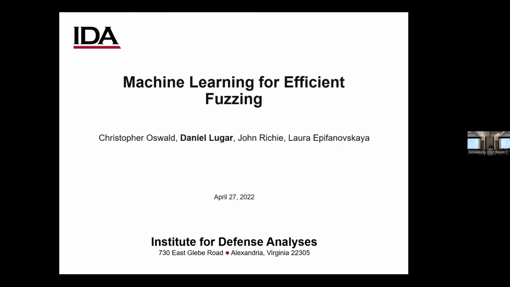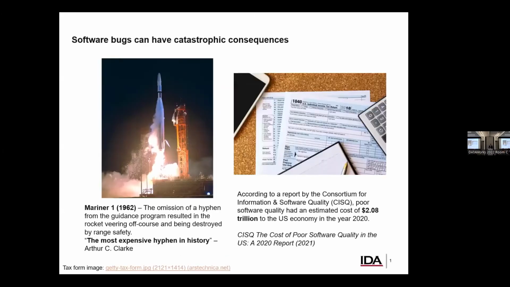So my talk today is about machine learning for efficient fuzzing. When I talk about fuzzing, it's about software testing. So running random inputs, checking the outputs, checking if there are faults in the outputs. If there's faults, that implies that there's a bug in the software. Okay, so software bugs are important to study because they have catastrophic consequences.